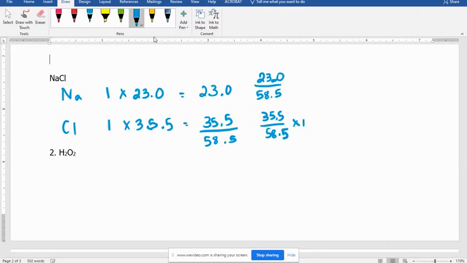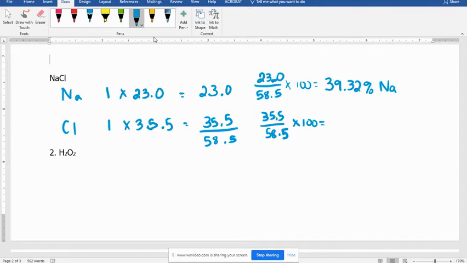Then we multiply those by 100. And we'll be able to get our percent composition for this. So 23 divided by 58.5, we end up with 39.32%. And that's percent sodium. Again, your label is the percent sign and the element we're working with.